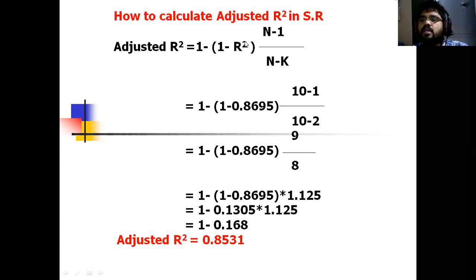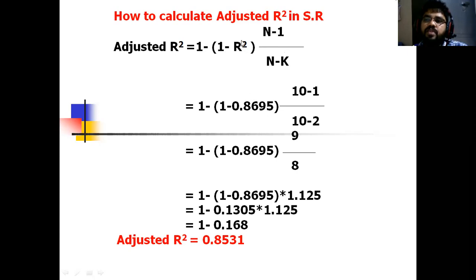1 minus R square into n minus 1 by n minus k. So we can see how to calculate the adjusted R square in simple regression. SR is nothing but simple regression. So adjusted R square, as we calculated, is 1 minus R square, n minus k. Instead of R square, in the simple regression we got earlier 0.8695.